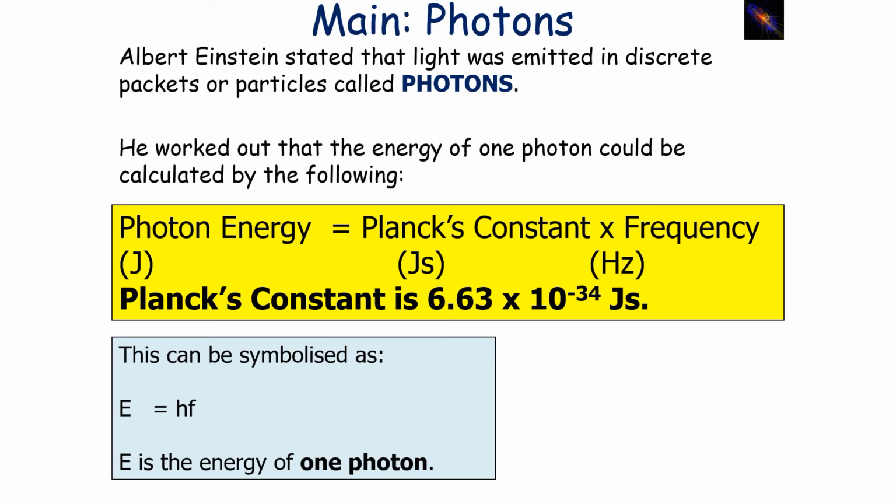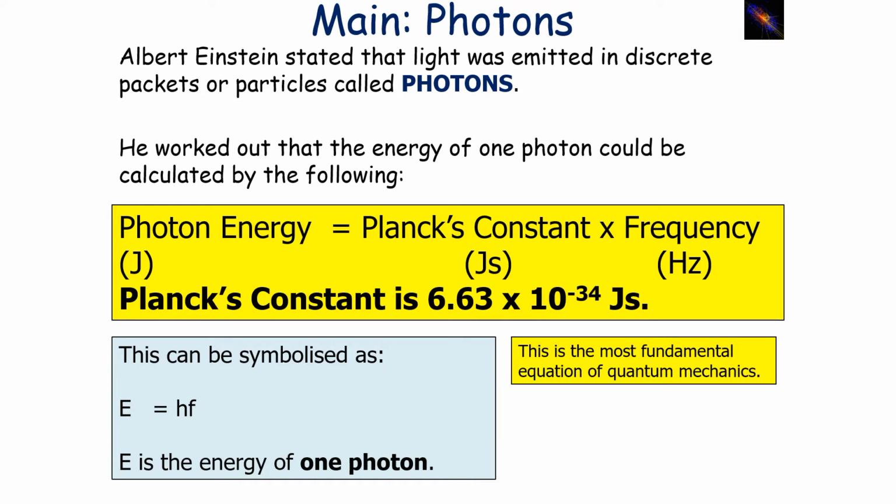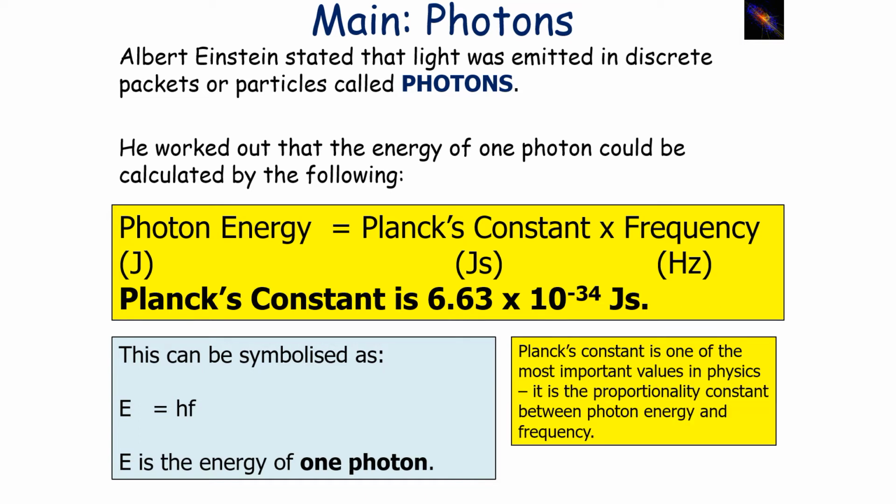Albert Einstein stated that light was emitted in discrete packets or particles called photons, and you can work out the energy of one photon with our equation E is equal to Planck's constant times the frequency in Hertz. Planck's constant is 6.63 times 10 to the minus 34 joule seconds. This is one of the most fundamental equations in quantum mechanics. Planck's constant is one of the most important values in physics.